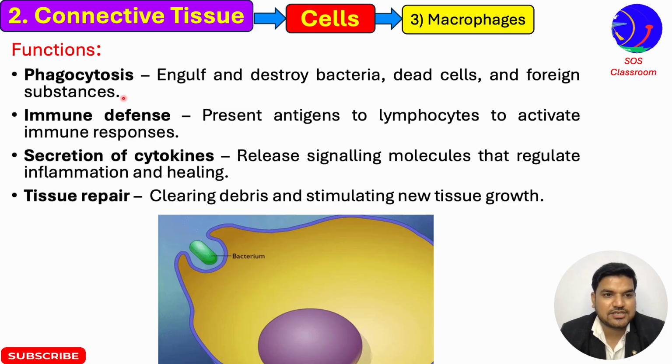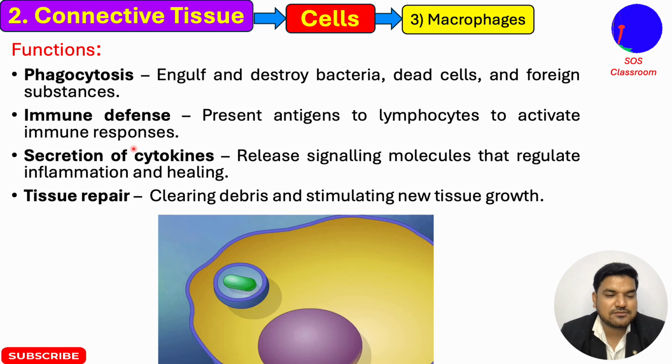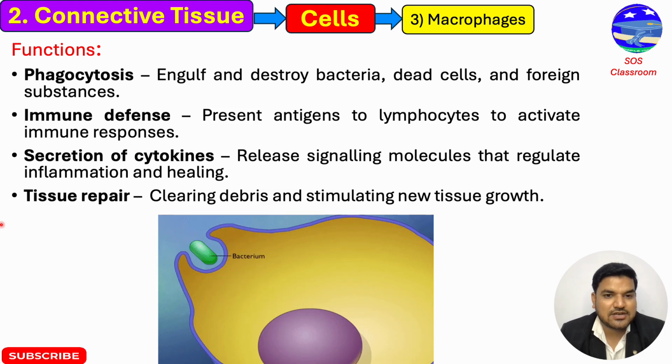Phagocytosis, that's for the bacteria. Immune defense, lymphocytes to activate the immune system. Secretion of cytokines, cytokines regulate the inflammation and healing process. And tissue repair by removing or clearing the debris from the cells.